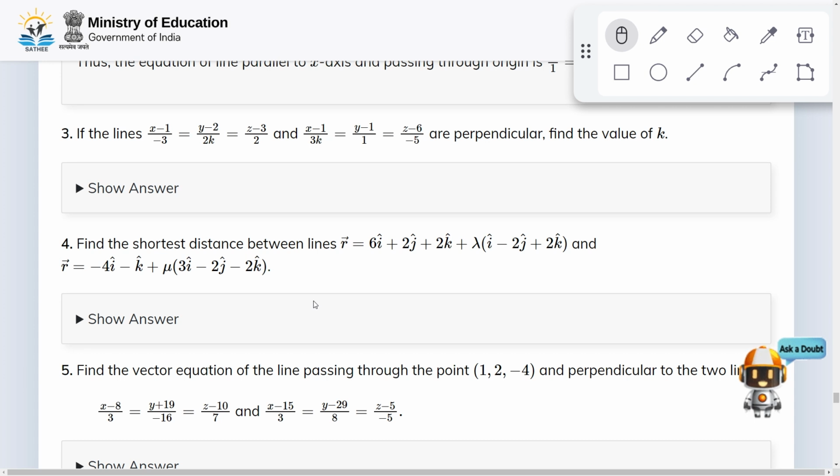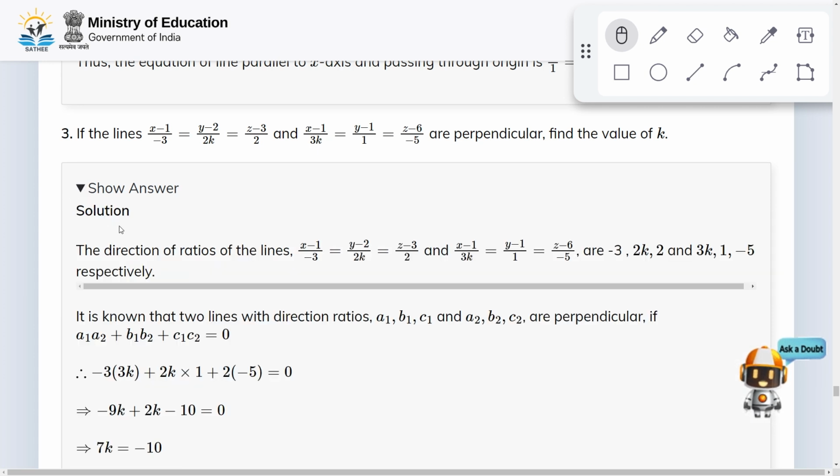Now, third question. If the lines (x minus 1) divided by minus 3 equals (y minus 2) by 2k equals (z minus 3) by 2, and (x minus 1) by 3k equals (y minus 1) by 1 equals (z minus 6) by minus 5 are perpendicular, find the value of k. So very easy. Both are perpendicular. This means you must have an expression equal to 0, and what expression must be equal to 0?